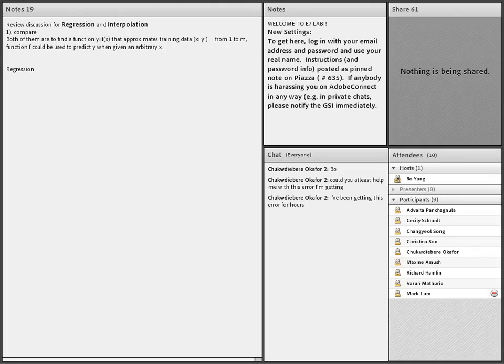Regression is to find a function that fits the data, and mathematically is finding a function f that minimizes the sum of the square of f(xi) minus yi. On the other hand, interpolation is to find a function that exactly matches the data. Say for the function, f(xi) must equal yi.